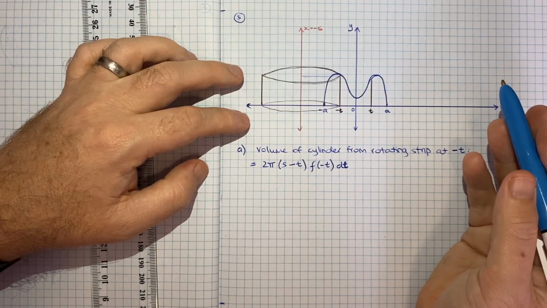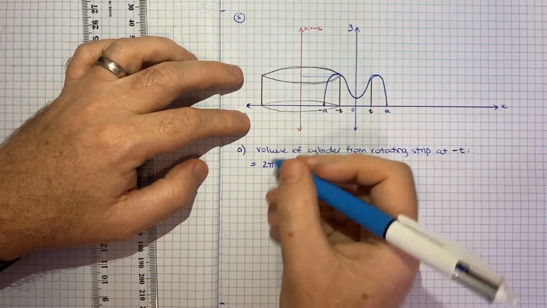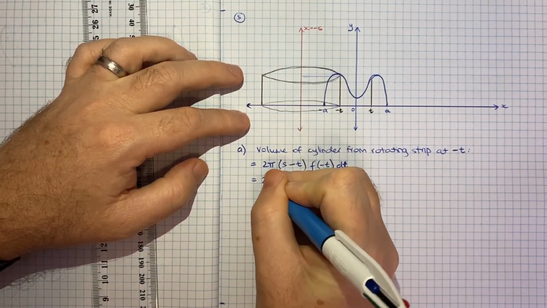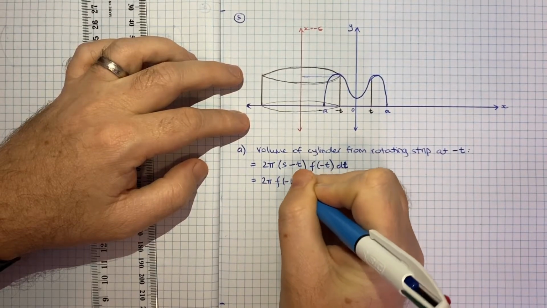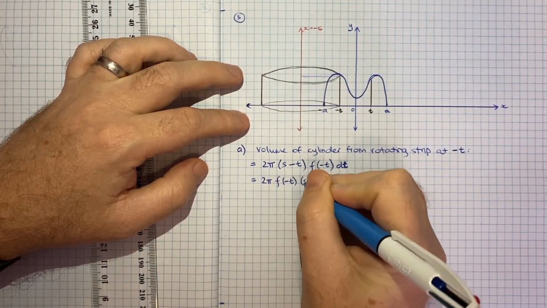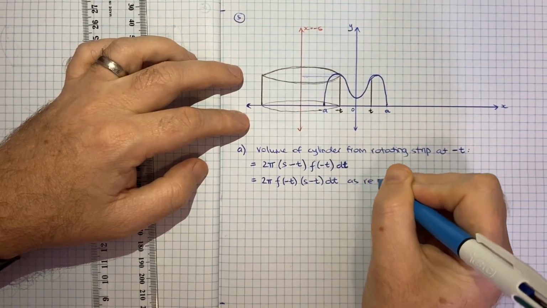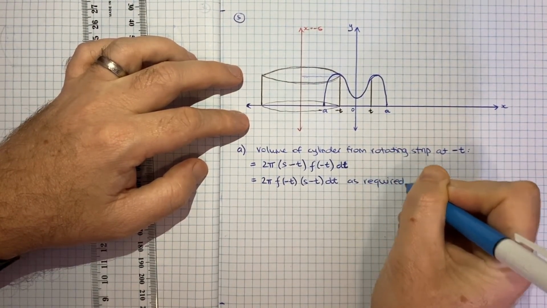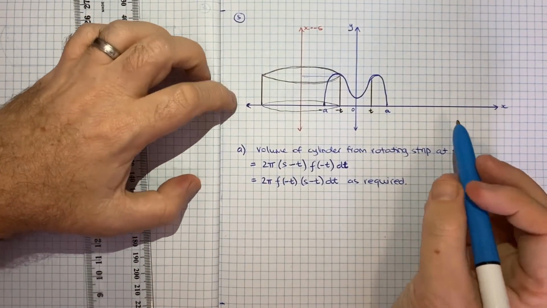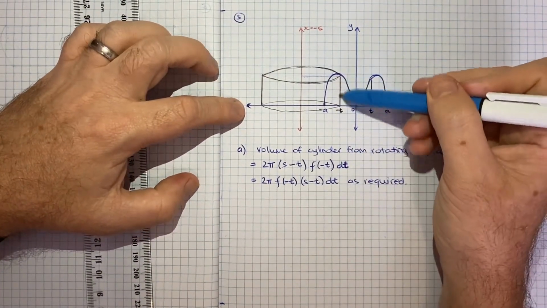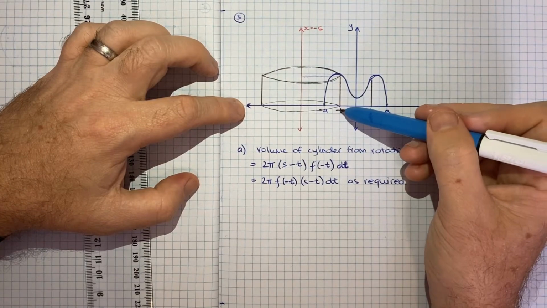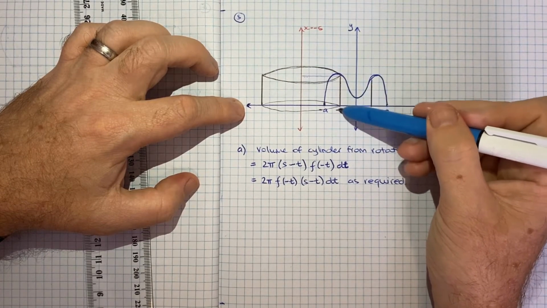So if I just rearrange that a little, you get 2 pi f of negative t times s minus t dt, and that's what the question asked us to show. So that's the volume of the cylinder generated from rotating this strip at negative t.